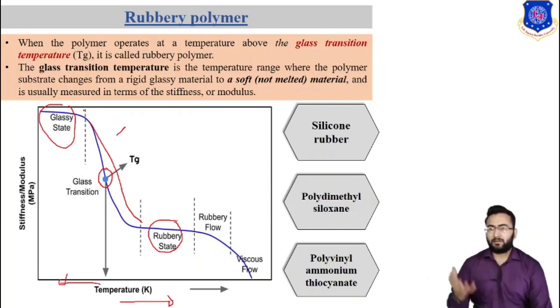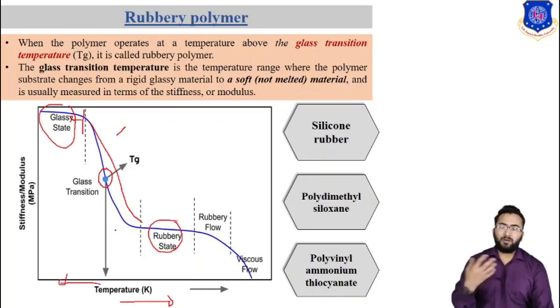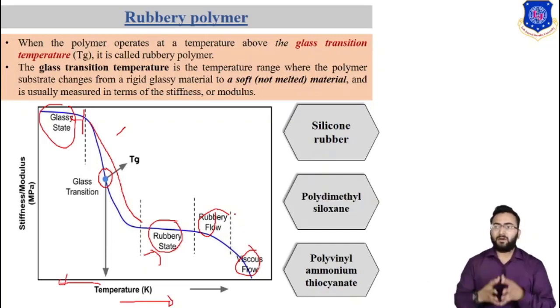So we can say that below the glass transition temperature is the glassy state of the material, and above the glass transition temperature is known as a rubbery polymer. If we increase the temperature further, rubbery flow of materials occurs, and it converts into viscous flow. There are various examples of rubbery polymers such as silicone rubber, polydimethylsiloxane and polyvinyl ammonium thiocyanate. The behavior of rubbery polymer is essentially that of a viscous liquid. In rubbery polymer, segmental motion of the polymeric molecules is rapid like liquid molecules. These polymers have a high flux of organics and low flux of water. So this is all about the rubbery polymer.